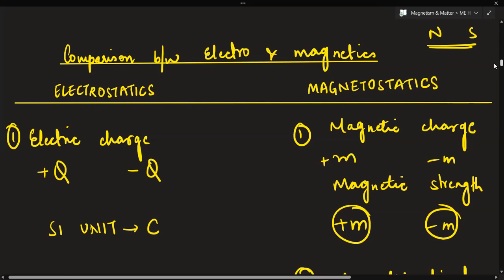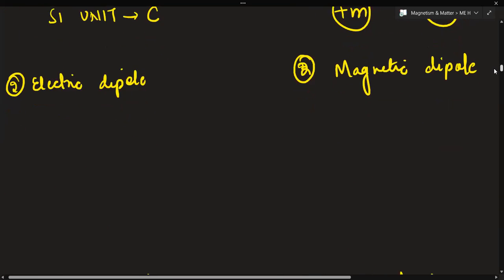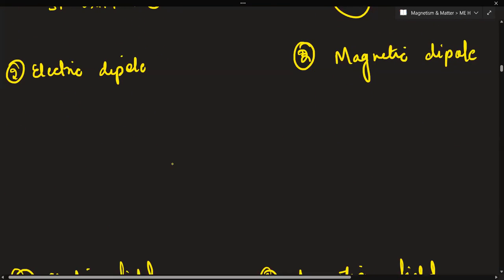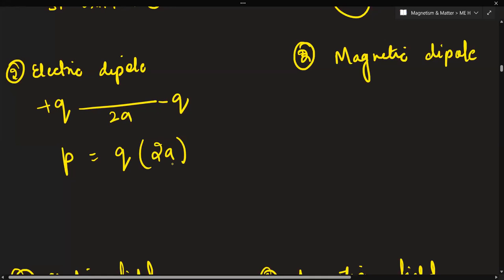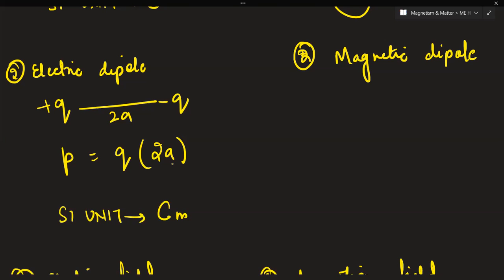In electrostatics you had charge, here you have magnetic charge. Then in case of electrostatics, what was the dipole? A set of positive and negative charges separated by a distance, let's say 2a. The magnitude of the dipole moment was given by the magnitude of one of the charges multiplied by the separation between them. Class, please pay attention to the left hand side as well, because you have studied this, but you still have to revise it. The SI unit of dipole moment is coulomb meter.